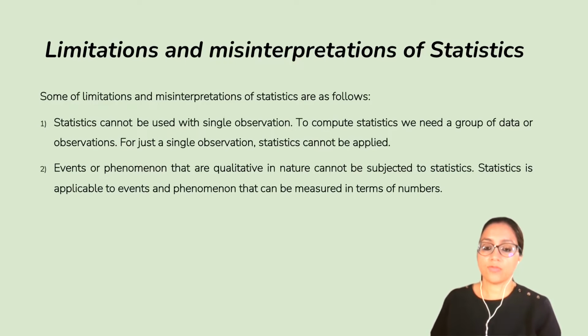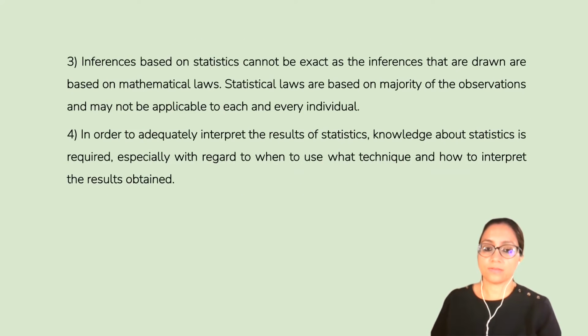Second, events or phenomena that are qualitative in nature cannot be subjected to statistics. This is a kind of misinterpretation of statistics. Statistics is applicable to events and phenomena that can be measured in terms of numbers. So this is a misinterpretation of statistics. Then third, inferences based on statistics cannot be exact, as the inferences that are drawn are based on mathematical laws.